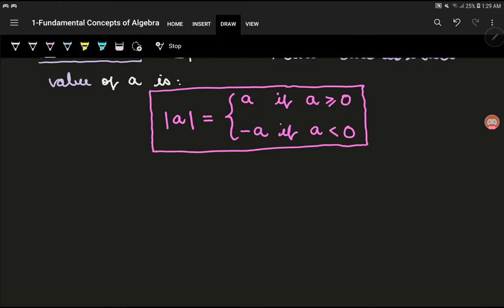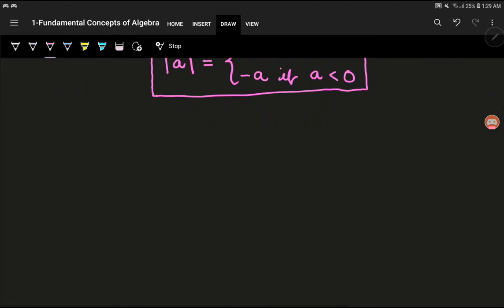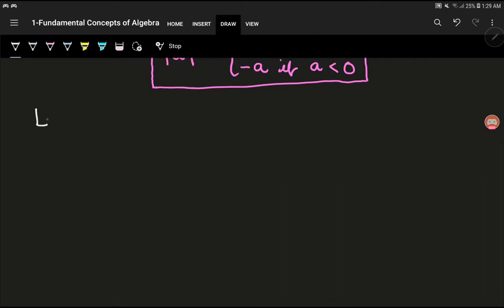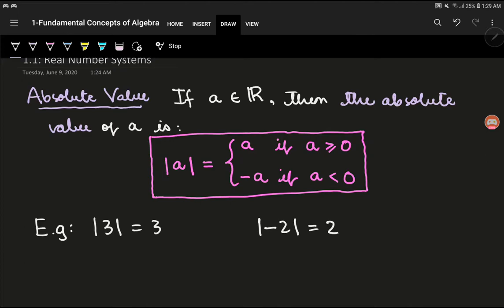So let's say we have this example. The absolute value of 3 is 3, and the absolute value of negative 2 is 2. So this is how to calculate the absolute value of a number A. If A is less than 0, we take the positive value of A, and if A is positive, we maintain the value of A itself.